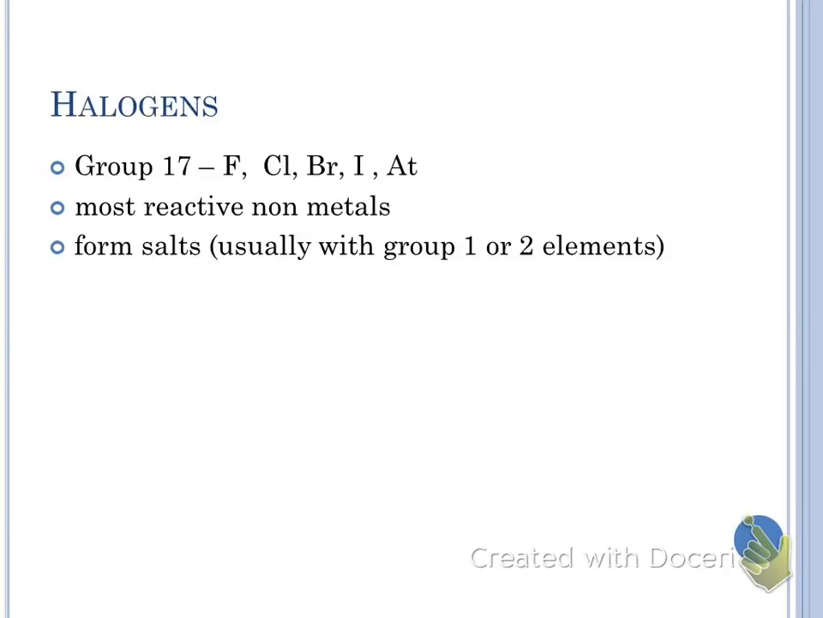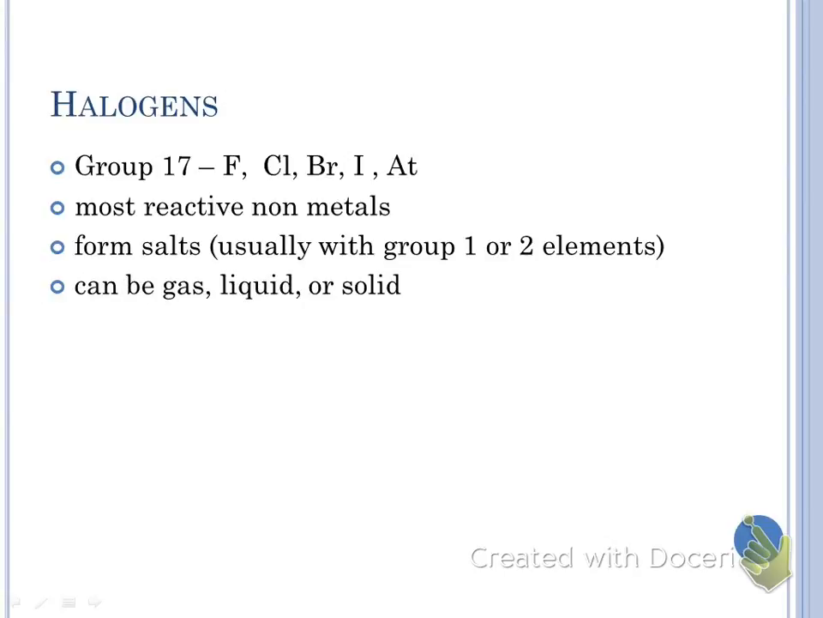And usually they form salts. That's a specific type of chemical compound, not just sodium chloride that you put on your food. Salts are a wide range of chemical compounds. But usually they form salts with group 1 or group 2 elements. A common salt that we do call salt is sodium chloride. So where's sodium coming from? Group 1, and chlorine is in group 17. So you'll see a lot of combinations between group 1 elements and group 17 elements, or group 2 and group 17.